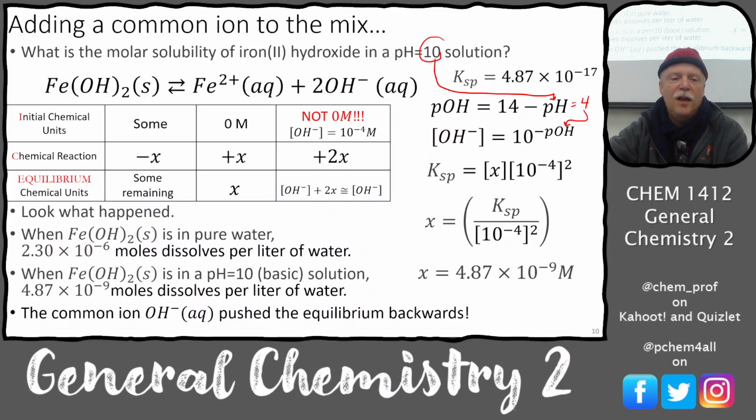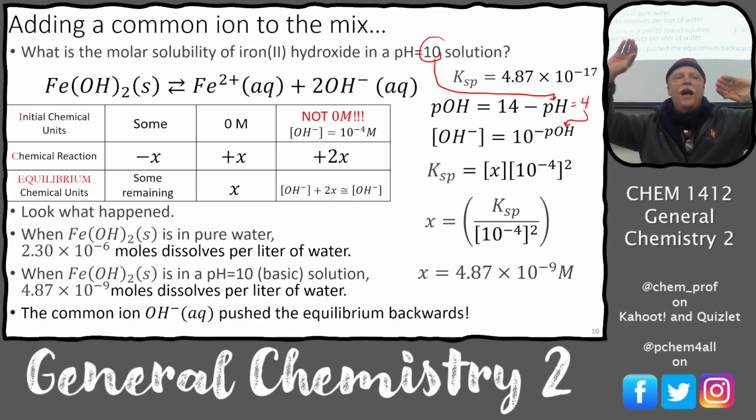Okay, so we call this the common ion. You see how the iron hydroxide already had an ion in solution, and so whatever you put in that solution had a common ion with your precipitate. So that's what we mean, and it pushed that equilibrium backwards.